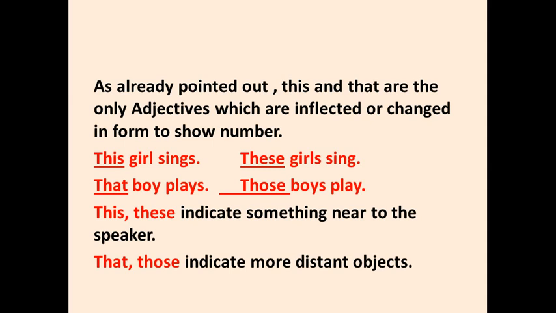This and these indicate something near to the speaker. At that time we use this and these: this for singular and these for plural. That and those indicate more distant objects from the speaker. That is used for singulars and those for plurals.